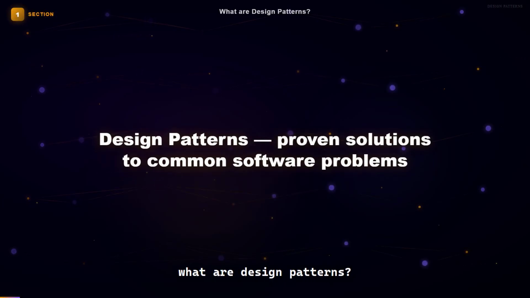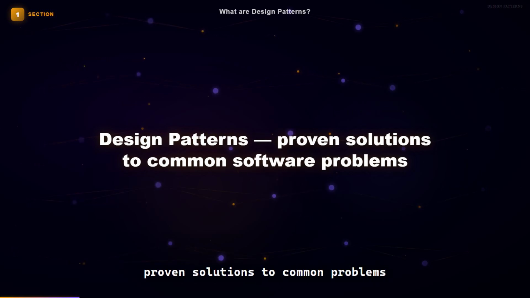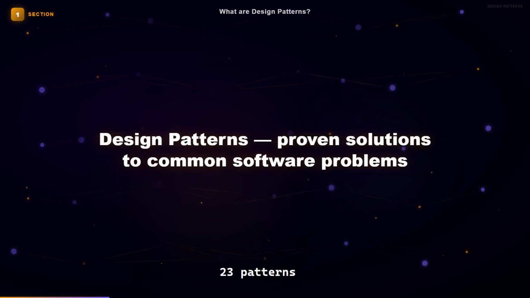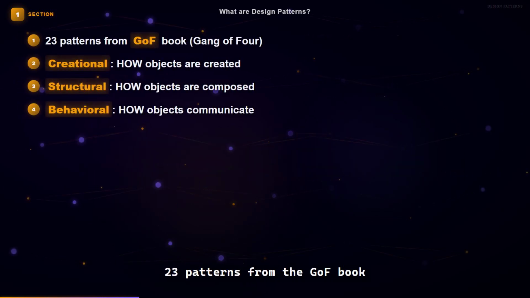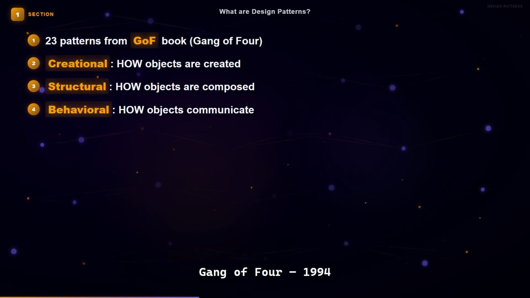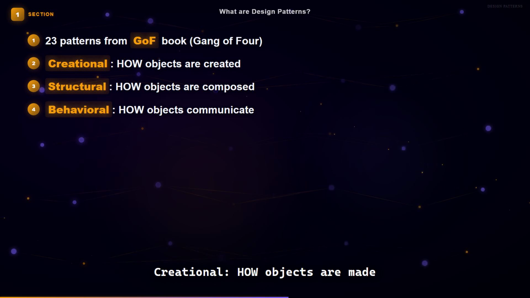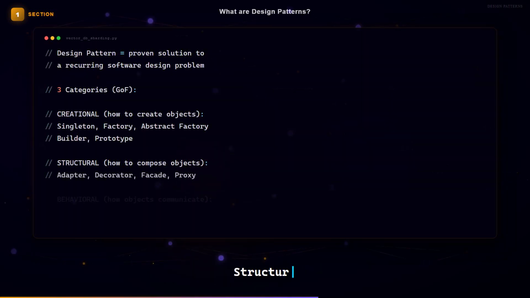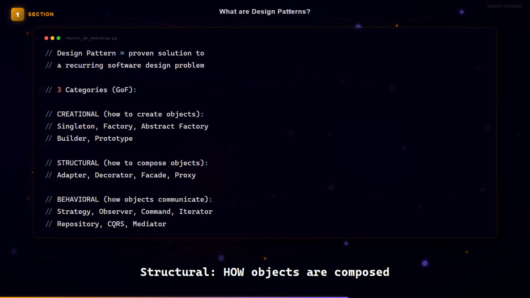Section 1. What are design patterns? A design pattern is a proven, reusable solution to a common software design problem. They were formalized in 1994 by the Gang of Four authors who documented 23 patterns in the classic Design Patterns book. The 23 patterns split into 3 categories. Creational patterns deal with how objects are created: Singleton, Factory, Abstract Factory, Builder, Prototype. Structural patterns deal with how objects are composed: Adapter, Decorator, Facade, Proxy. Behavioral patterns deal with how objects communicate: Strategy, Observer, Command, Repository, CQRS.